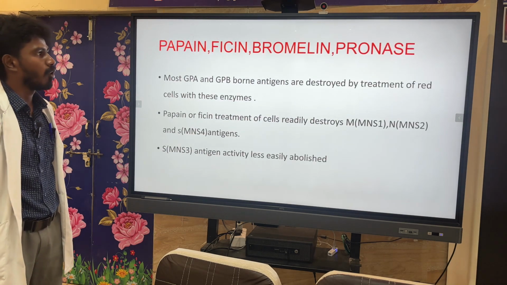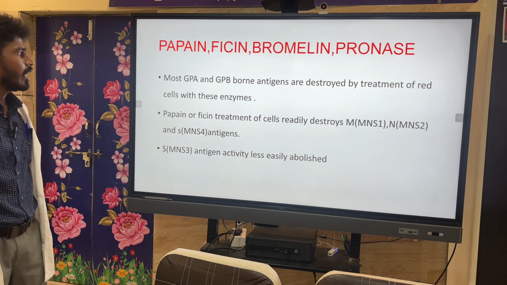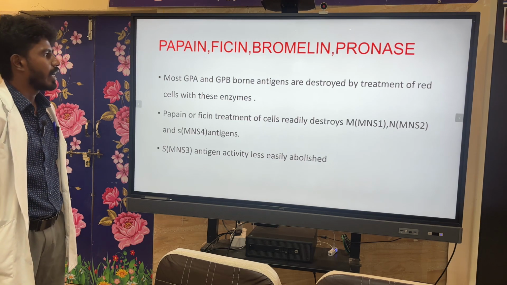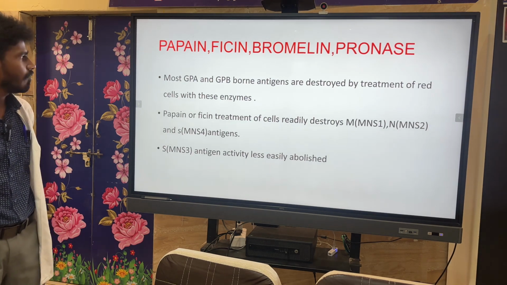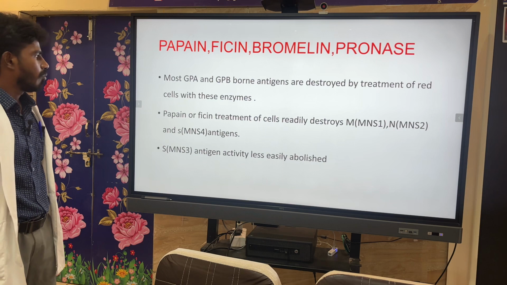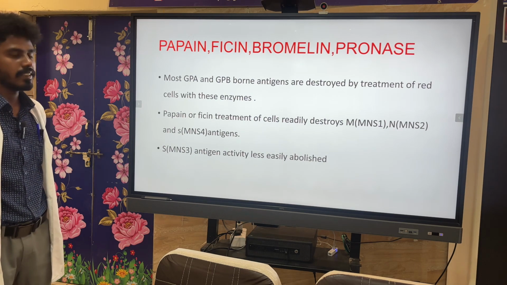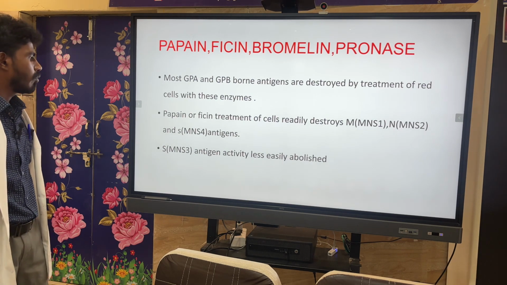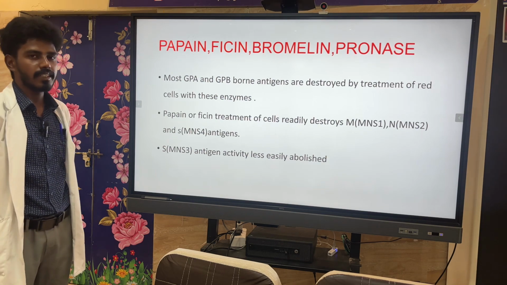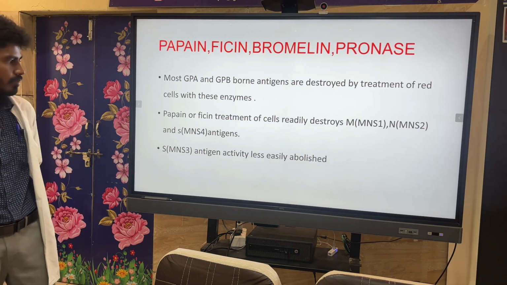Papain, ficin, bromelain, pronase. Most glycoprotein A and glycoprotein B bound antigens are destroyed by treatment of red cells with these enzymes. Papain or ficin treatment of cells readily destroys M, N and small s antigens, but capital S antigen is less easily abolished.